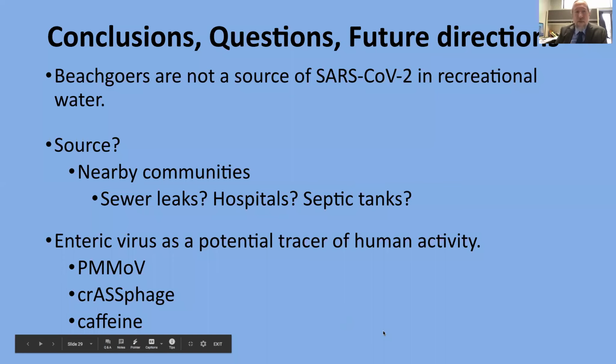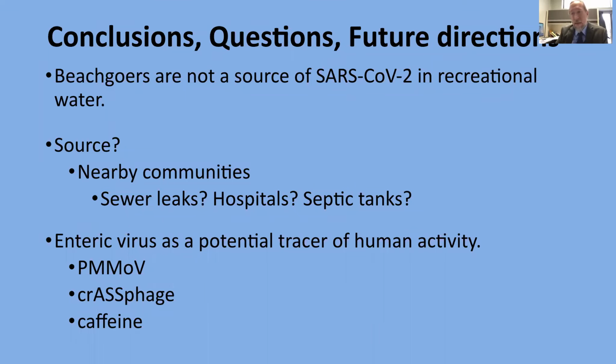So those were our findings. So what we conclude, we saw nothing during beach season. So we don't think that beachgoers are a significant source of SARS-CoV-2 in recreational waters. So we think that it's rather safe. Your major risk on the beach is going to be infected people on the beach, not SARS-CoV-2 in the water. We're still not quite understanding what the source of the spike that we saw.